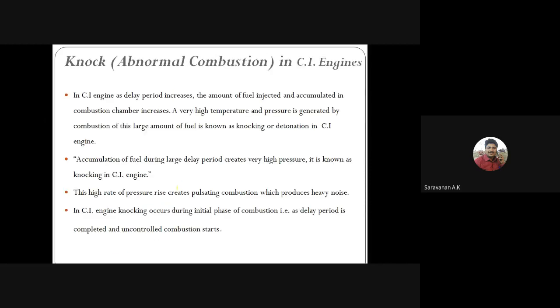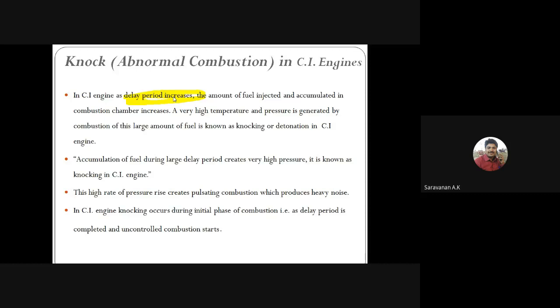Then the knocking. What is knocking? Abnormal combustion is called knocking. In CI engines, abnormal combustion occurs due to the delay period. If the delay period increases, what will happen? First of all, you have to know what the delay period is.